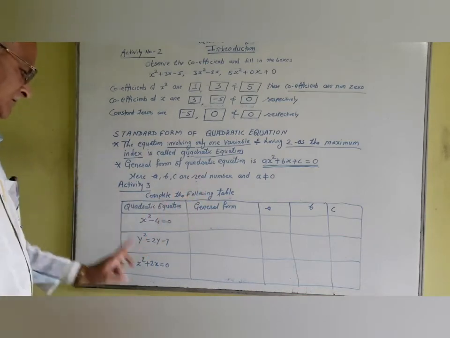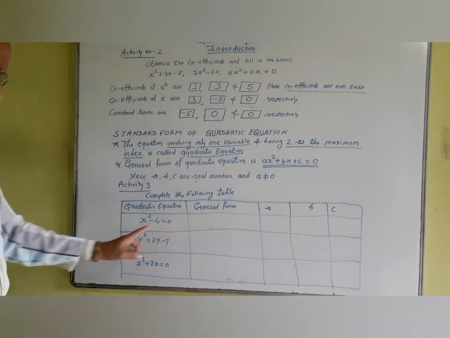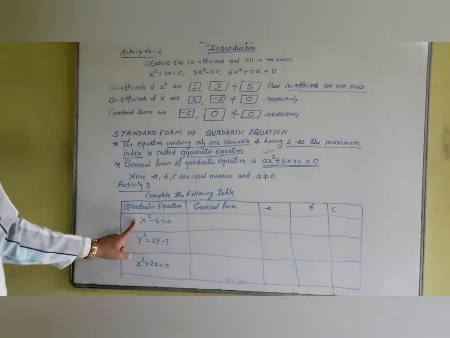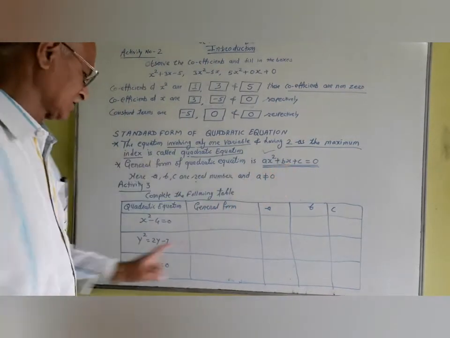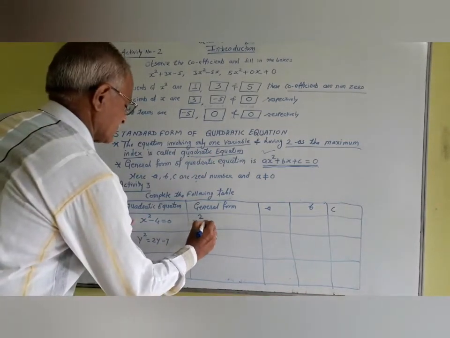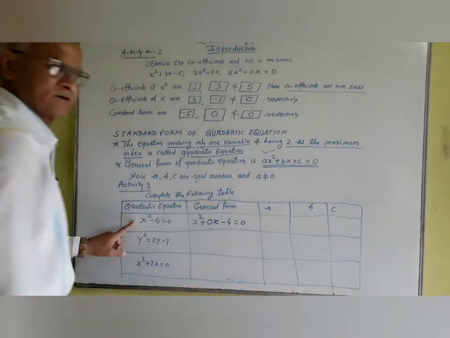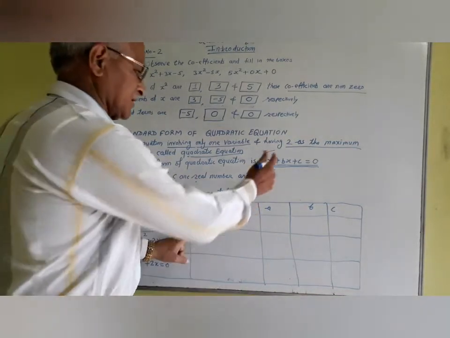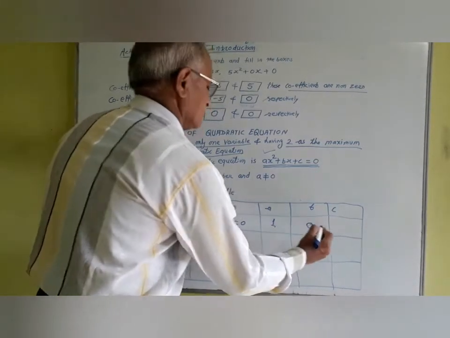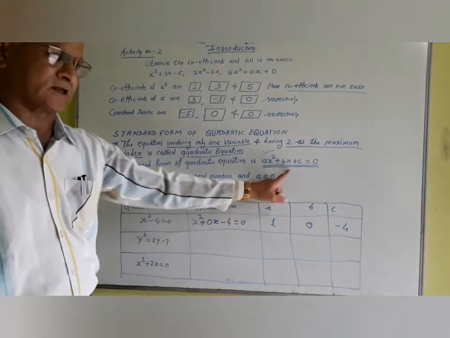Complete the following table. The quadratic equation is x² - 4 = 0. Now compare this quadratic equation with the standard form. Which term is not given? The middle term bx is not given. Therefore, you can add it at a proper place: x² + 0x - 4 = 0. Comparing the coefficients, a = 1, b = 0 and c = -4.